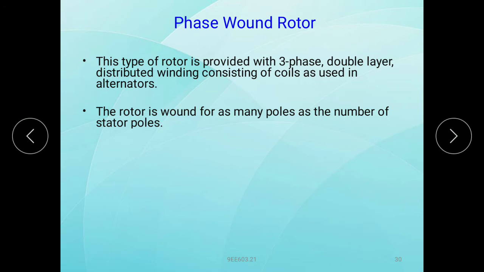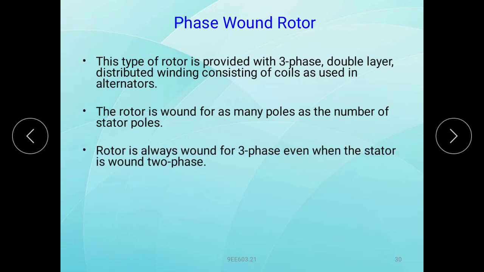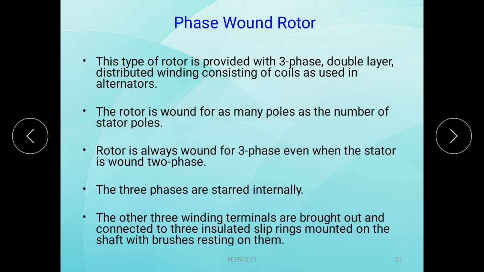The rotor is wound for as many poles as the number of stator poles. The rotor is always wound for three-phase even when the stator is wound two-phase. The three phases are star-connected internally. The other three winding terminals are brought out and connected to three insulated slip rings mounted on the shaft with brushes resting on them.